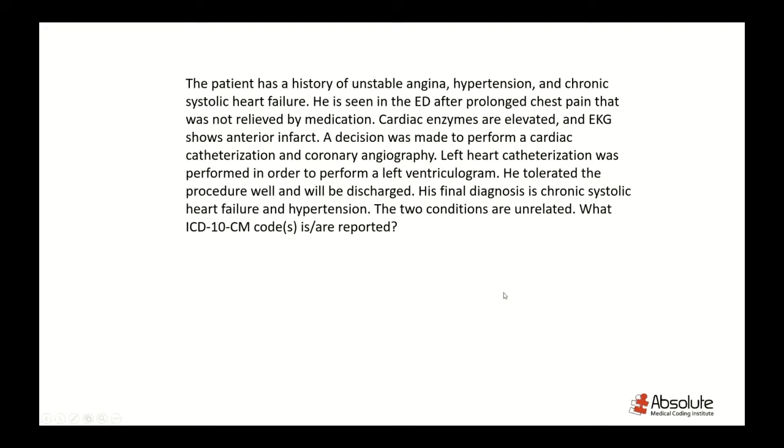Okay, it'd be my pleasure. All right, coders. The patient has a history of unstable angina, hypertension, and chronic systolic heart failure. He is seen in the ED after prolonged chest pain that was not relieved by medication. Cardiac enzymes are elevated, and EKG shows anterior infarct.